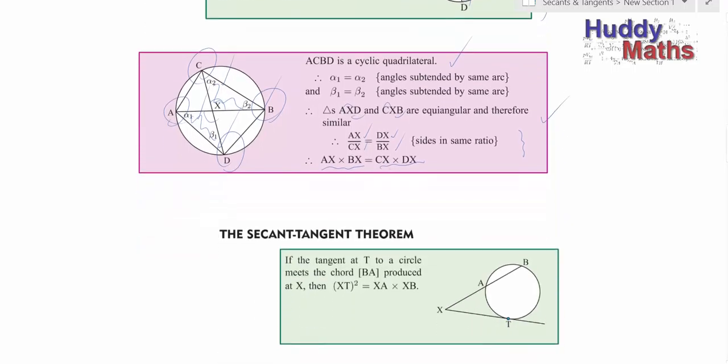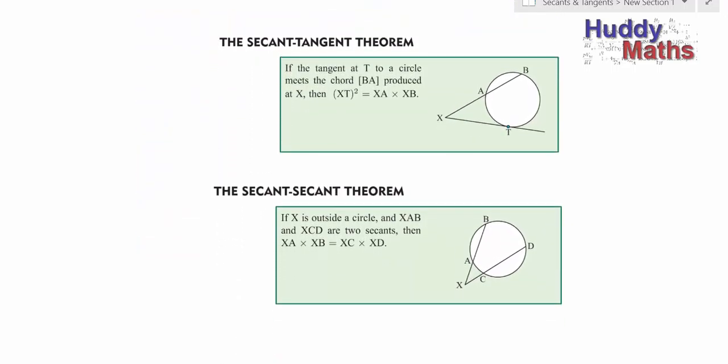Okay, come down, let's have a look at the other two, the secant tangent theorem and the secant theorem. And they're all to do with lengths. So we've got a tangent here to a circle, meets the chord VA produced at X. So the chord, remember, is a line segment. It stops at points on the circumference. If we produce it out to X, it's going to intersect that tangent. Now what we can say here is that the square of that equals the product of XA times XB.